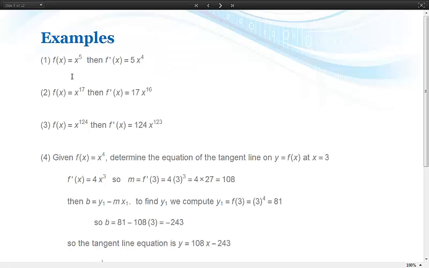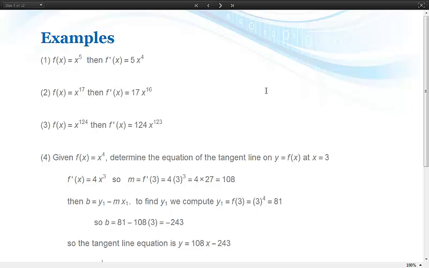Some examples. What would be the derivative of x to the fifth? Well, it's 5 times x to the fourth, n times x to the n minus 1. What would be the derivative of x to the 17th power? Well, it's 17 times x to the 16th, n times x to the n minus 1. What would be the derivative of x to the 124th power? I'd hate to expand that out by hand. f prime of x is 124 times x to the 123.